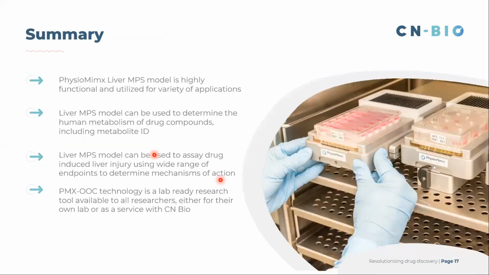So in summary, hopefully I've shown you today how our liver MPS platform can produce very highly metabolically active, very stable, very consistent in vitro liver cultures. And these can then be used for a number of different applications, but particularly they can be used to understand human drug metabolism, looking at metabolic ID, or being used to study slow clearance compounds. We can use the system to look at drug-induced liver injury, and particularly we can really interrogate mechanisms of action and look at the details of how this injury works.